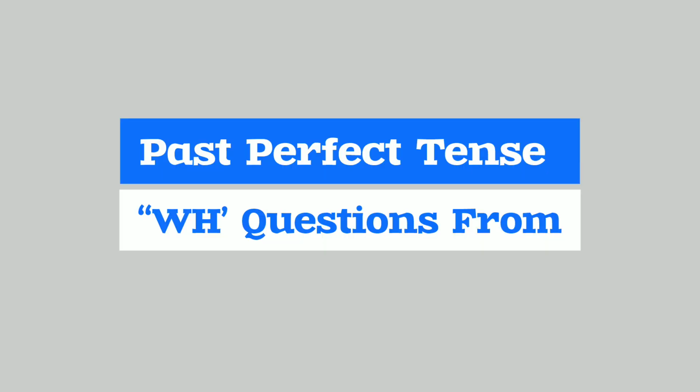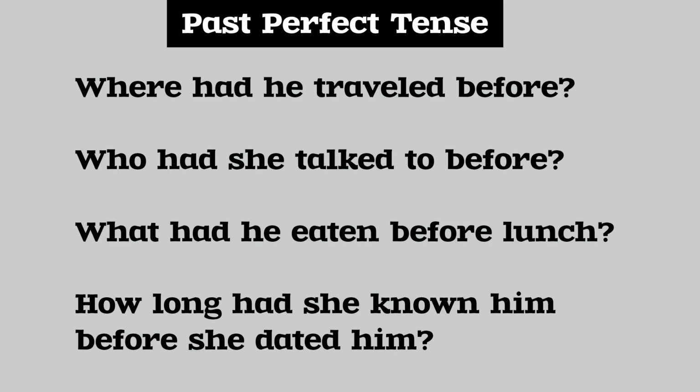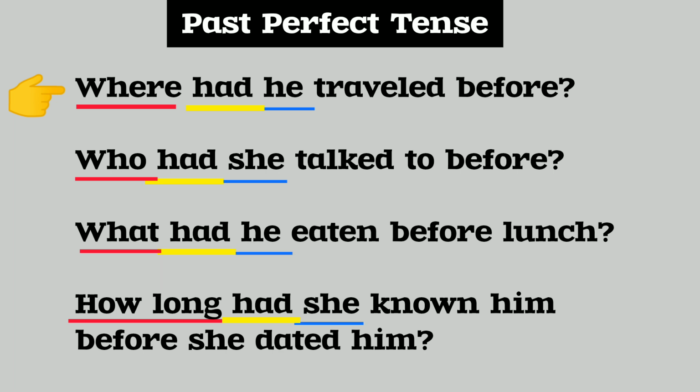Now, let us go into how to form WH questions in the past perfect tense. Let us have a look. Here we have where, who, what, how long. Let us take a look at the first question. Where had he traveled before? You'll notice after the WH word we have the word had and then the subject and then the past participle of the verb. Where had he traveled before?